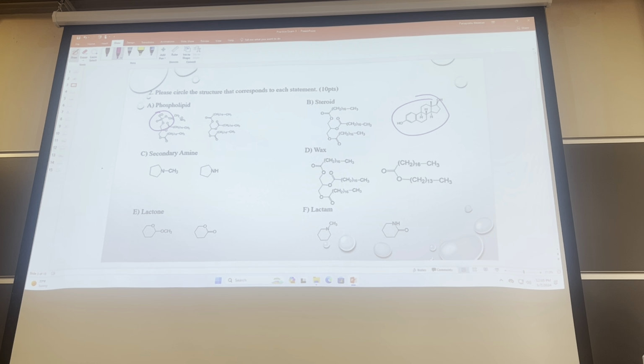Secondary amine is the one where the nitrogen is connected to 2 carbons, right? Second one. Wax, it's a long chain alcohol with a long chain organic acid. Lactone is a cyclic ester, not a cyclic acetal. Lactam is a cyclic amide.